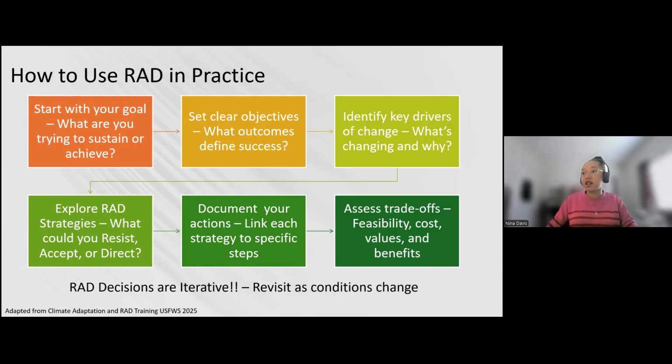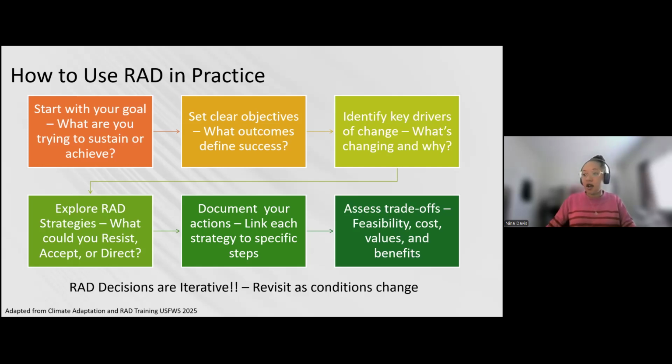Then you move on to setting clear objectives that support that goal. Objectives make the goal measurable and they help you know when you've succeeded. Next, you identify your drivers of change. What's shifting in your system? This could be sea level rise, salinity, erosion, invasive species, just whatever is putting pressure on that system. And then once you understand your drivers, you can explore your RAD strategies. What could you resist? What could you accept? And what might you want to direct toward a new condition?